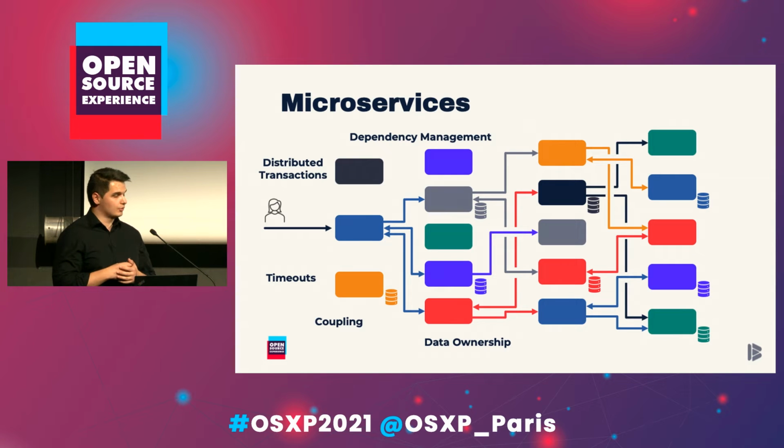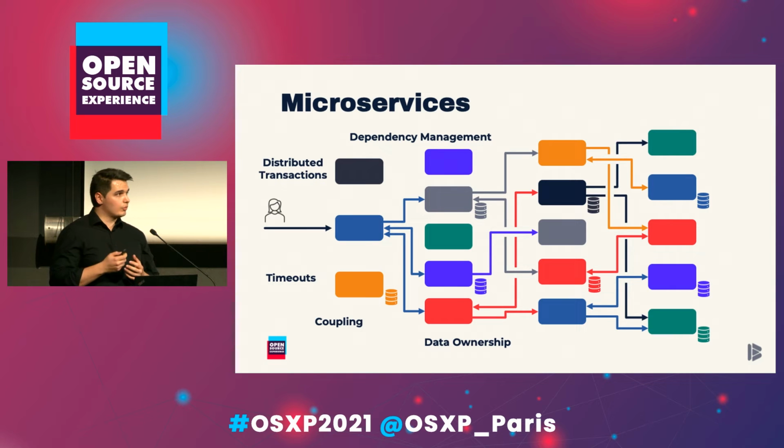Which gets us into some other types of issues. We now have dependency management issues and distributed transactions. We have to deal with coupling, with timeouts, and even data ownership, because each microservice needs to own just part of the data.